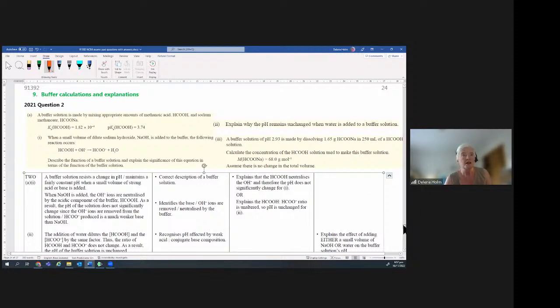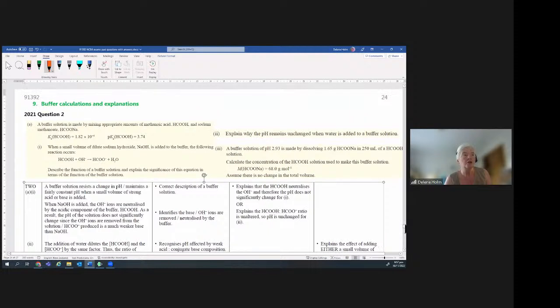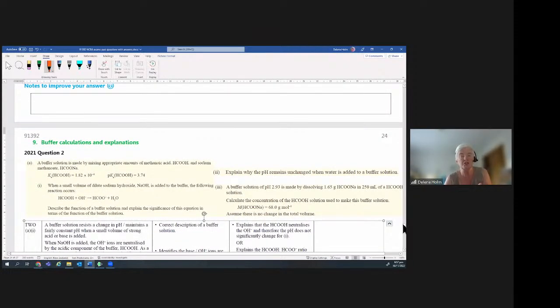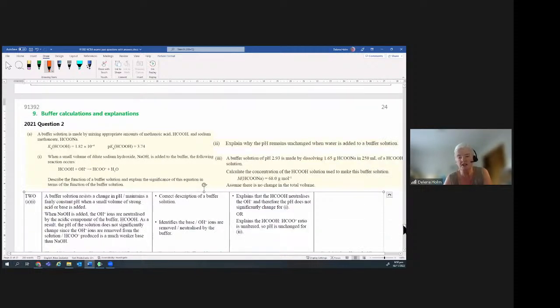Right. Okay, so here is an example of a buffer solution. Now, if you're given a mass, if you don't know what else to do, calculate the moles. And that's normally an achieved point. So if in doubt, calculate moles.